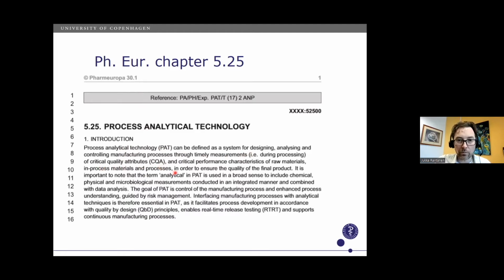And I would like to point out that here are also a few terms that are important. For example, real-time release testing is something that we would like to do for the product, that based on these process measurements, we would immediately release the product, and that would be ideal. And we also mention here continuous manufacturing. That is something that I hopefully have time to touch here also today.